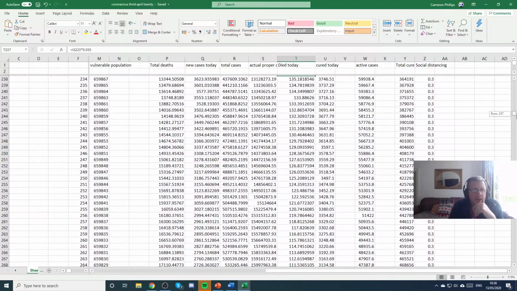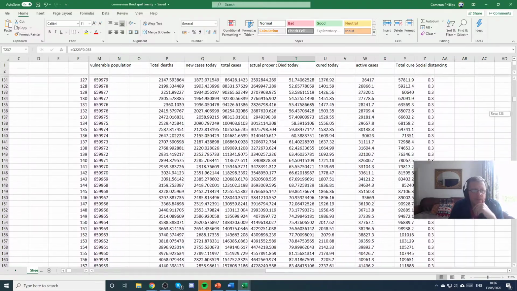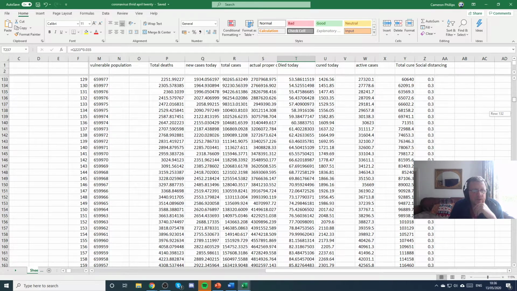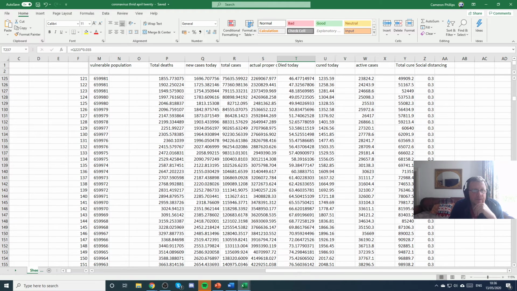And where we are now, which I think is about 120 on this spreadsheet, at the minute we're on about 32,000 deaths. This is on about 1,900 at this stage.